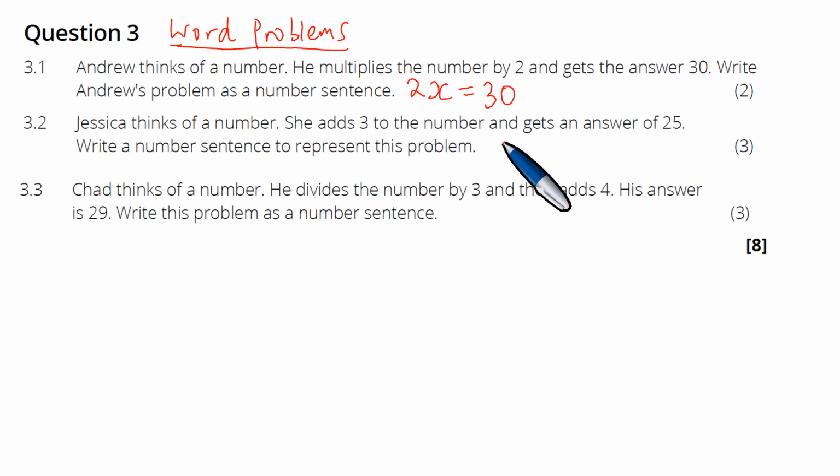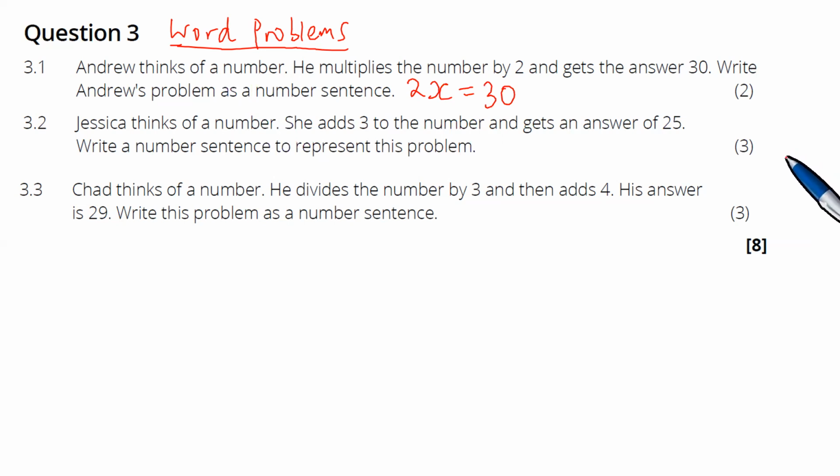This is exactly what Andrew is dealing with. So we're saying Andrew thinks of a number. He multiplies the number by 2. So the number is x. He multiplies it by 2 and gets the answer 30. Write Andrew's problem as a number sentence. So it is exactly that one there. Okay, let me give you like 3 minutes so that you try the question.